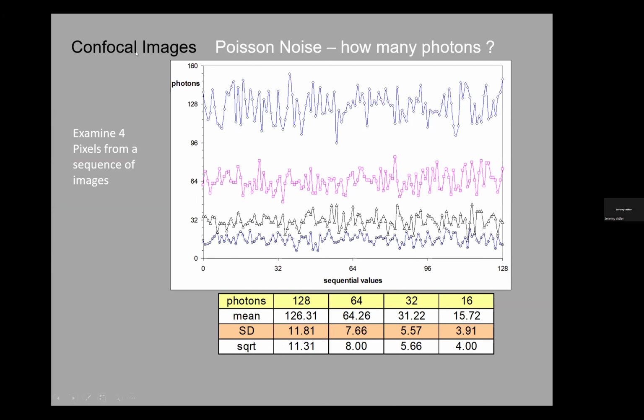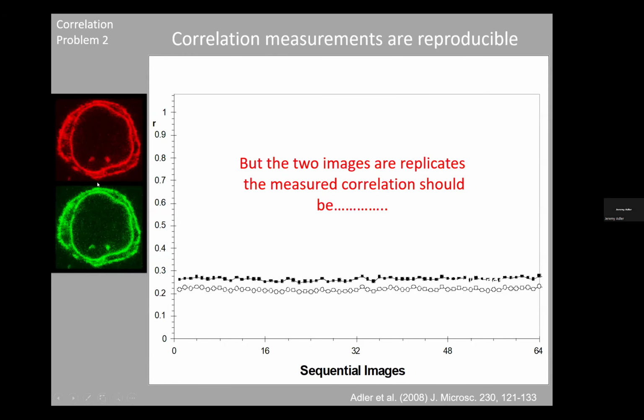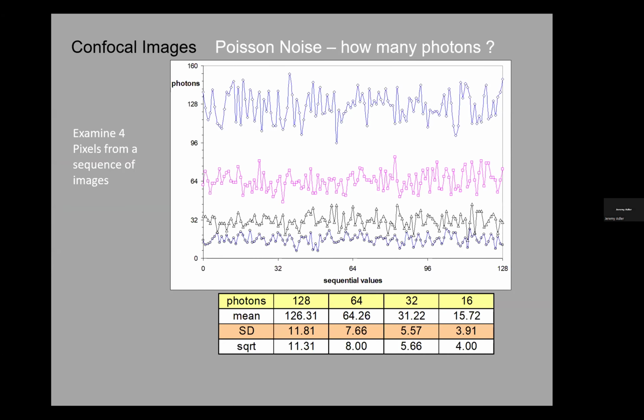Well, our problem, these are confocal images, is Poisson noise. The noise that's generated by random events. So here, typically, if we had a mean of 128 photons, this is the kind of variability you would expect in successive images for the same pixel. Our images are noisy, therefore, two noisy images, when the correlation is measured, do not correlate perfectly, even though they should. This is a serious hole in every correlation measurement.